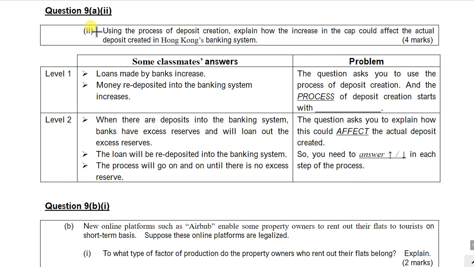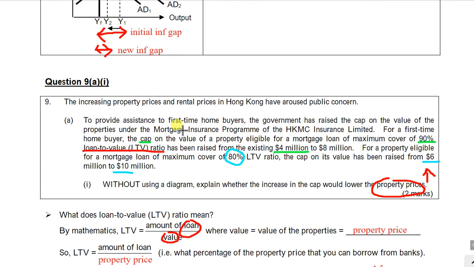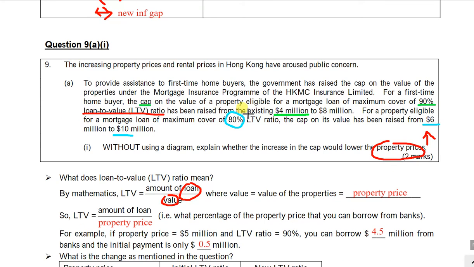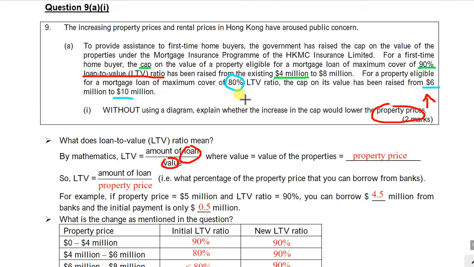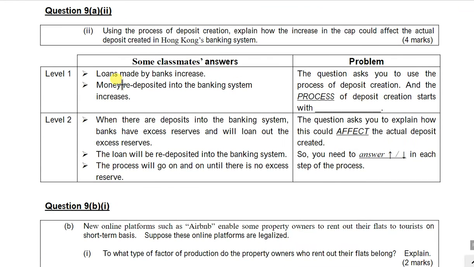Question 9A2. You need to explain how the actual deposit created in the banking system will be affected by this situation, as I have mentioned in the previous part. So in the previous part, if you already understand, then you know that the banks can lend out a larger amount of money to the people who want to buy the flats, right? And that's why somehow the loan made by the banks will increase. So this is, of course, correct.